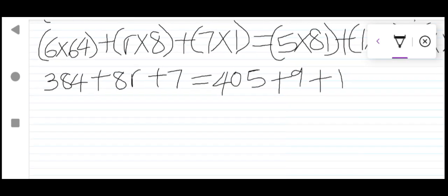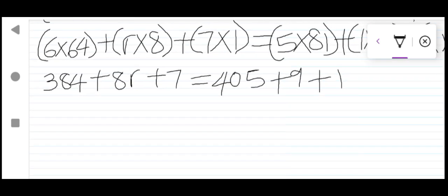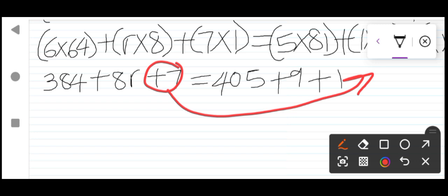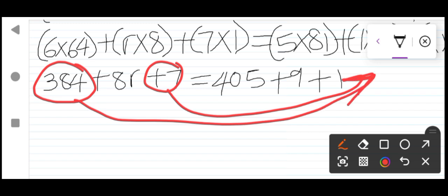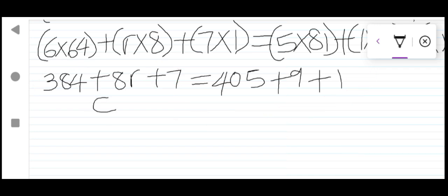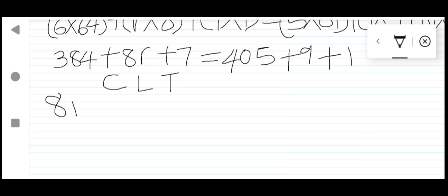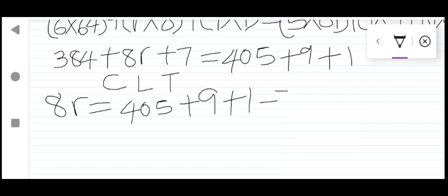So at this point, we need to ensure that all ordinary numbers move to the right, which implies that positive 7 goes to the right and becomes negative 7, and positive 384 goes to the right side to become negative 384. That simply means we need to collect like terms. Rewriting that, we have 8r equals 405 plus 9 plus 1 minus 7 minus 384.